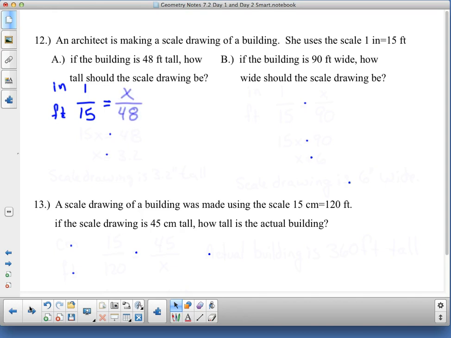So I pop that in, I have X in my model, and that's the thing I'm supposed to find. So long as you keep your eyes on what you're supposed to find, you're going to be fine. But make sure you keep in mind what your units should be as you're working your problem. So now, I cross multiply. I get 15x equals 48. I divide by 15. I get 3.2. Are you okay?